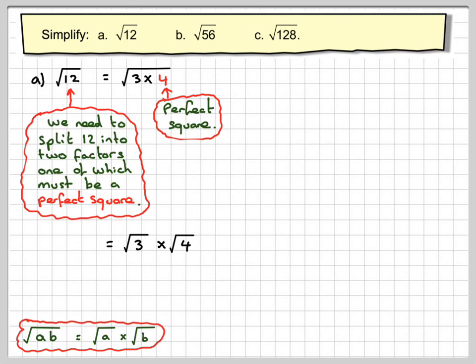Now the square root of 4 is 2, so we're going to get root 3 times 2, which we just write as 2 root 3. Now in time you probably don't need to write all those steps out.